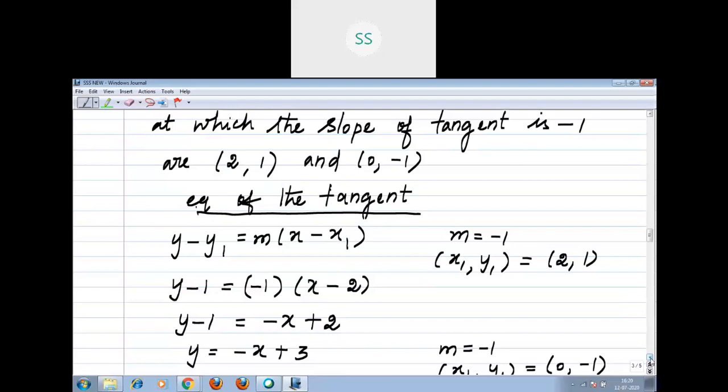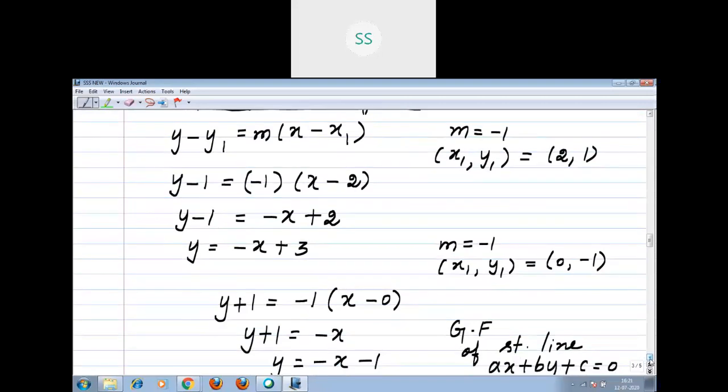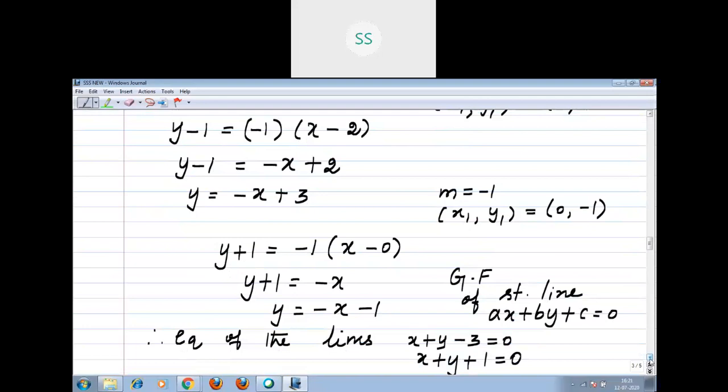Now we'll pass on to the next point, that is (0, minus 1). Here also, what is your coefficient of x? Minus 1. What slope is given in the question? Minus 1. Both are the same, so here also it is correct. Then we modify it in the form ax plus by plus c is equal to 0, the equation of a straight line. So you arrived at x plus y minus 3 equal to 0 and x plus y plus 1 equal to 0. I hope you people understood, right?